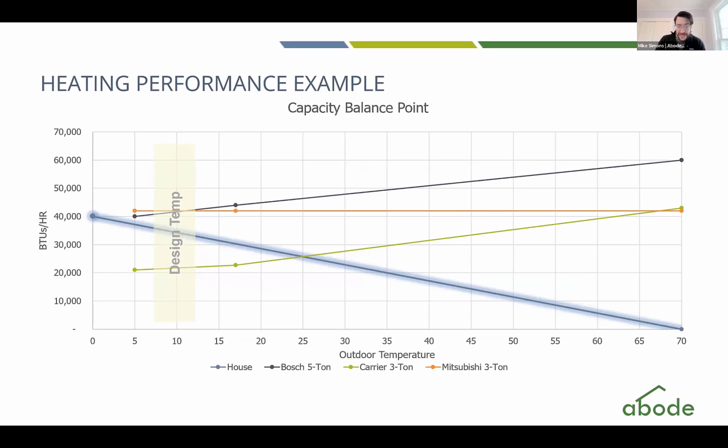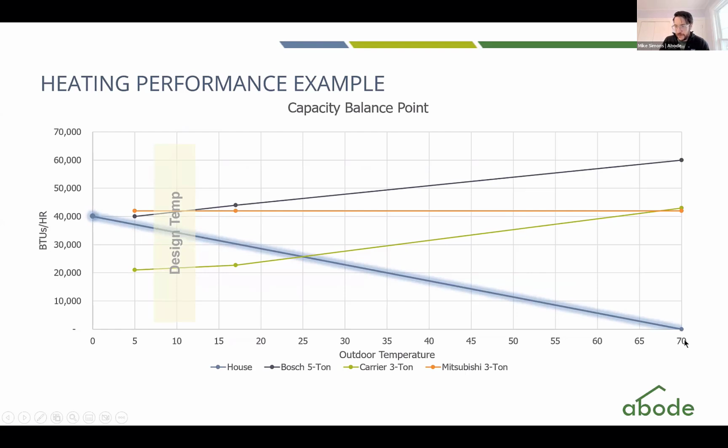So we looked briefly at the NEEP database before, and we've seen a version of this chart. I just put a link in the chat so you can access this and start playing around with it yourself. But here's an example of how the different types of equipment would be performing. Let's just follow this blue line real quick.